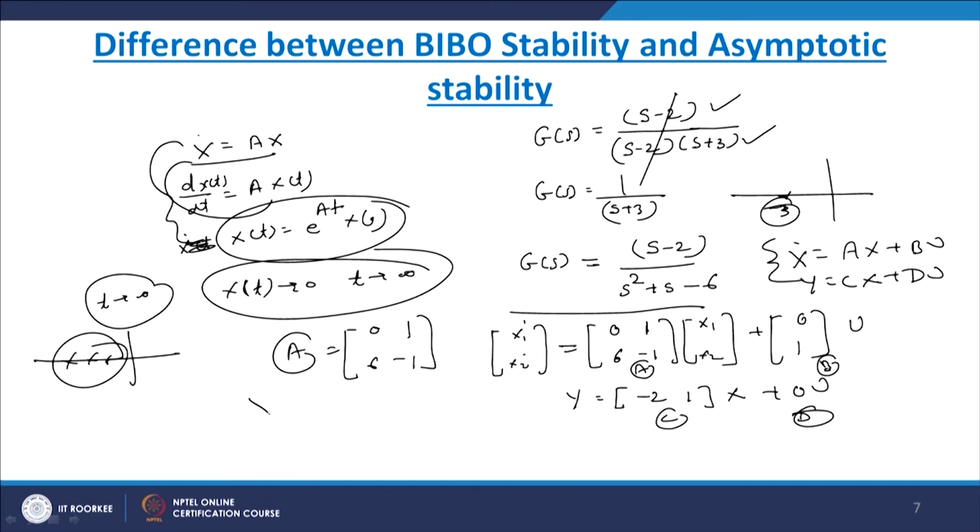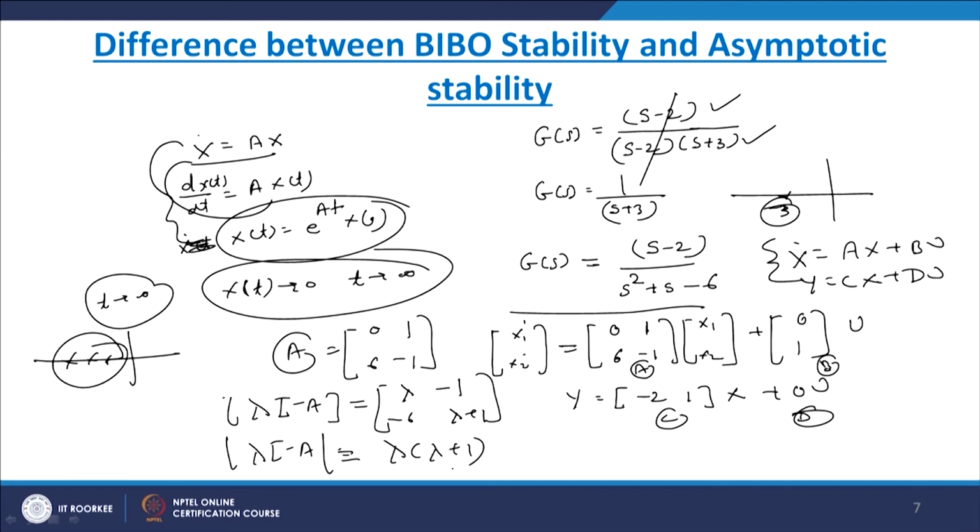Now, we calculate the eigenvalues of this. So, lambda I minus A equals [lambda, minus 1; minus 6, lambda plus 1]. Now, we determine the determinant of this. The determinant is lambda times lambda plus 1 minus 6 equals 0. So, lambda square plus lambda minus 6 equals 0, and if you solve it, we will get eigenvalues as lambda 1 equals 2 and lambda 2 equals minus 3.